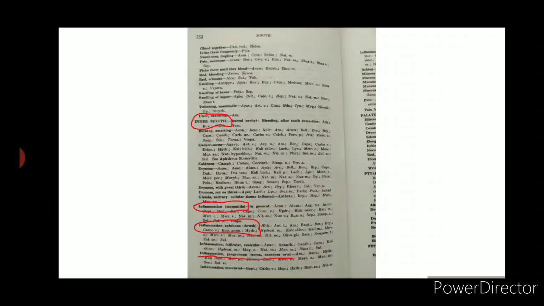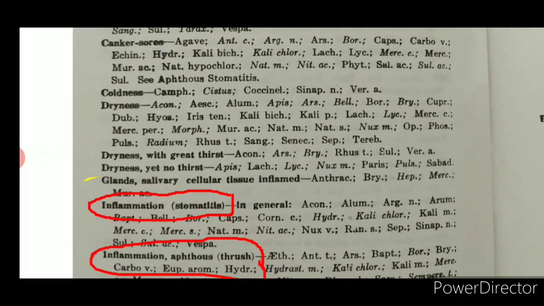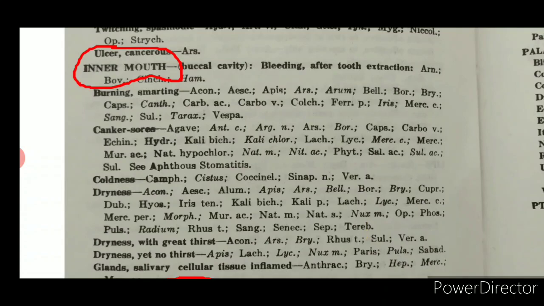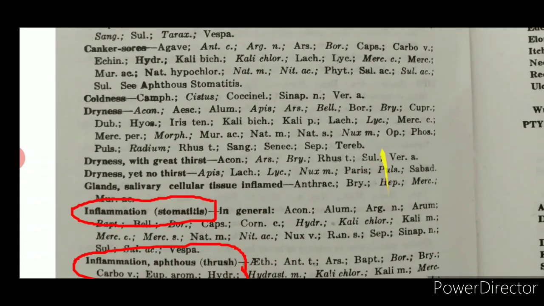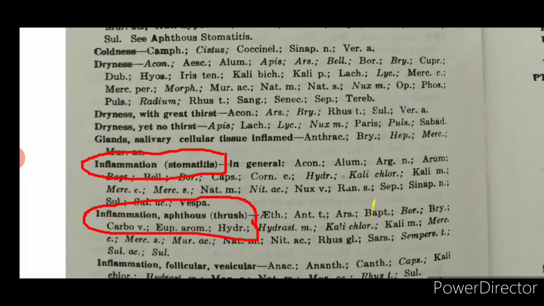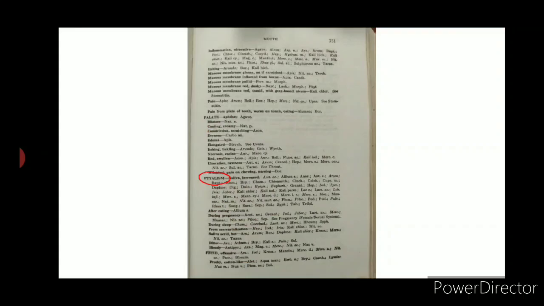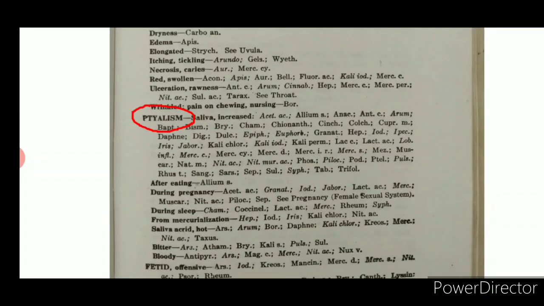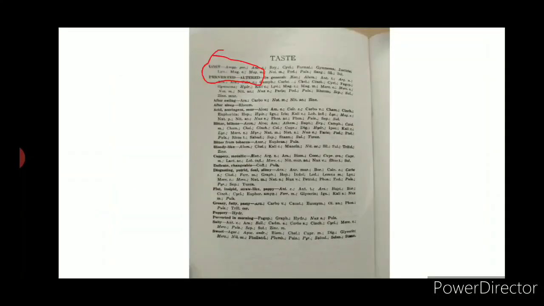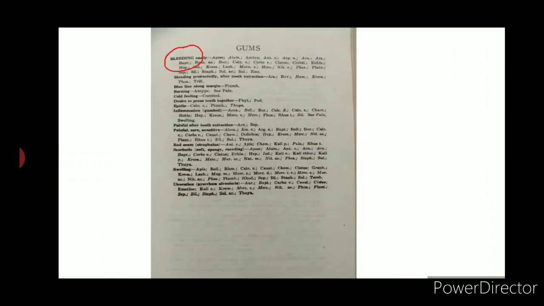If you see the chapter mouth, it contains the different conditions of the inner mouth. You can see here stomatitis, inflammation of the tongue, inner mouth. You also see ptyalism. Then we have the chapter taste, then gums.